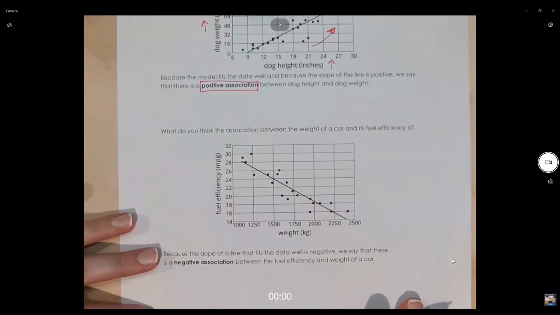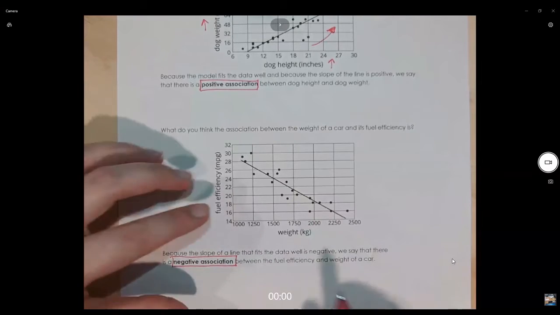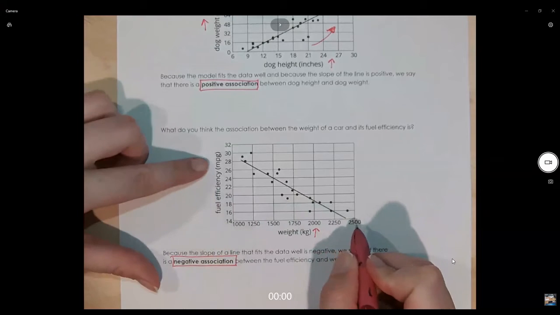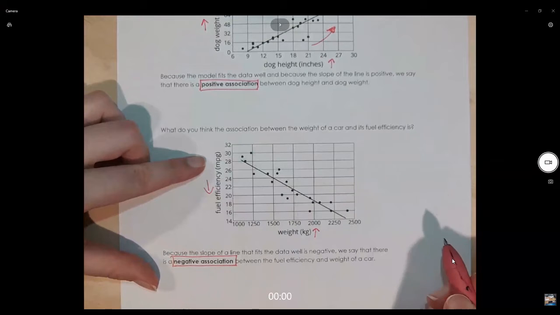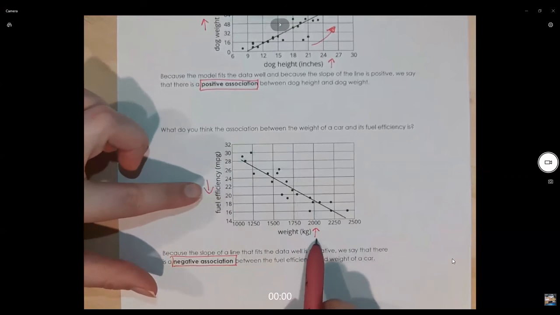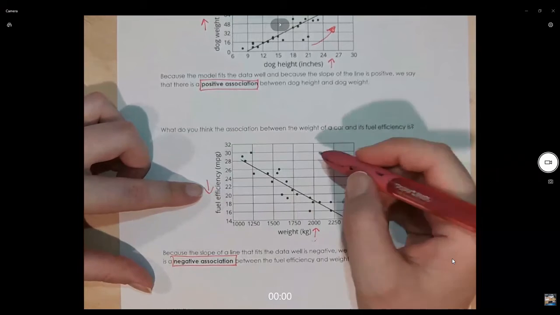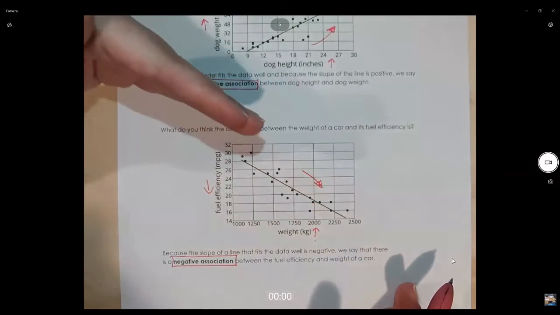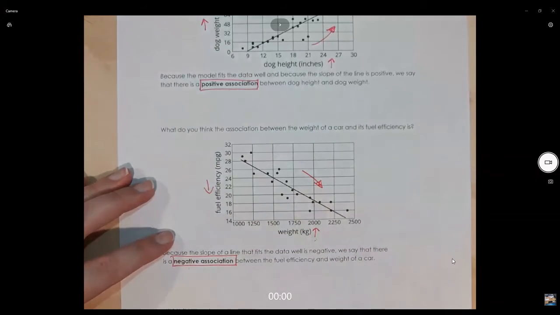For this example, though, we call this one a negative association because as the weight is going up, the fuel efficiency of these cars is actually decreasing. So when these two things are doing the opposite of each other, we call that a negative association. You can see the slope of that line is negative, and it looks like it's going down. So you call that a negative association.